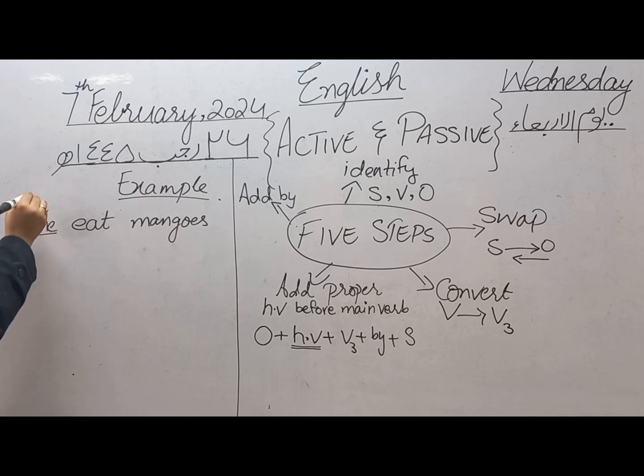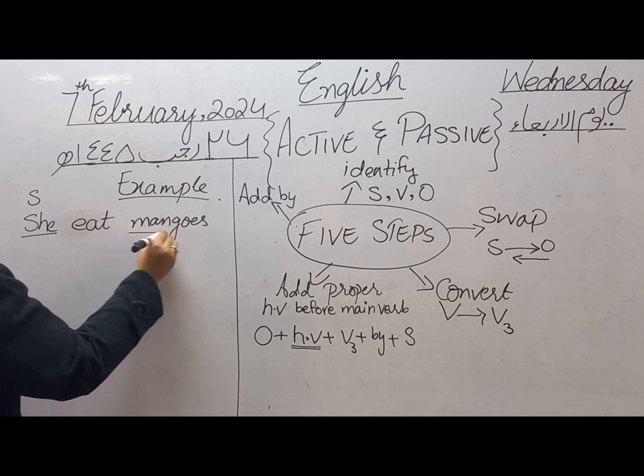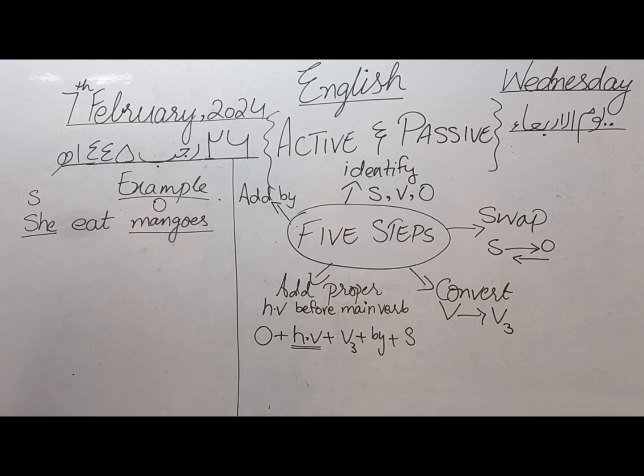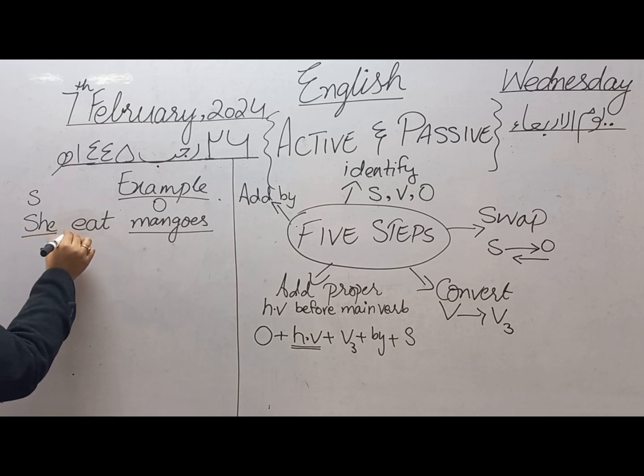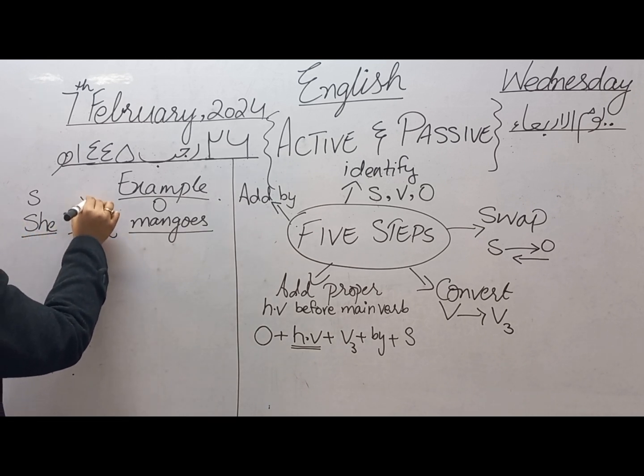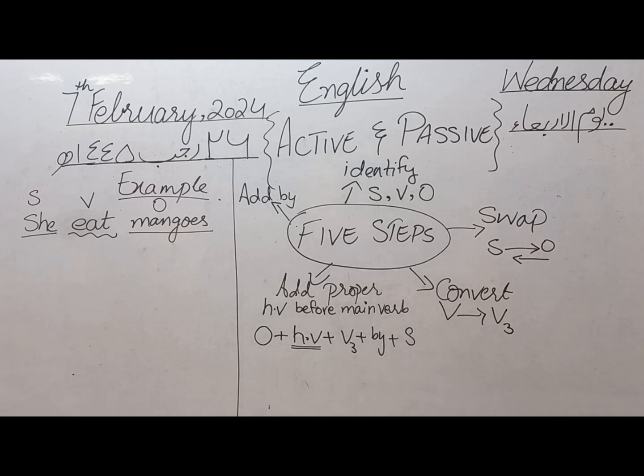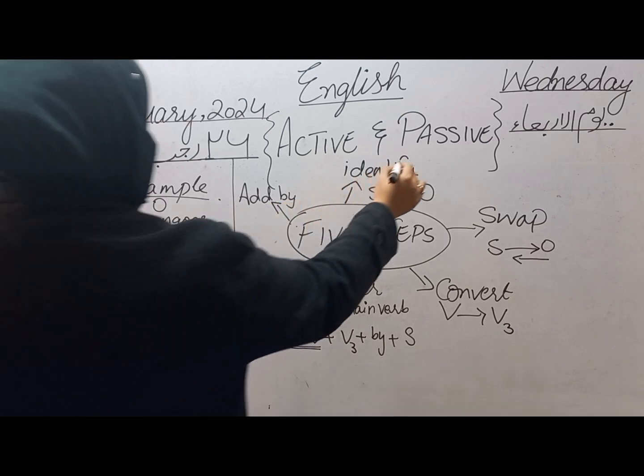Correct. Very good. She is a subject. Okay, fine. Anyone else? What is an object in this sentence? Mangoes. Right. Perfect. And what about the verb? Verb is eat. Yeah, she eats mangoes. So the verb is eat here. The subject is she and the object is mangoes. So you people have successfully done the first step. Very good.